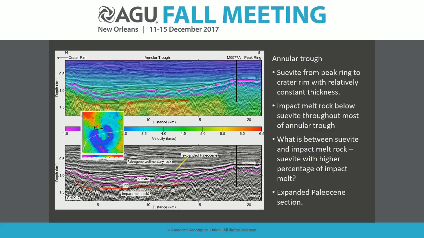Okay, so now let's look at the profile that goes through the annular trough. Here you can see the suevite is a nice, pretty much constant thickness, and you can map it even onto where we're approaching the crater rim. And here, this could be the melt sheet beneath it. We're not really sure what's in between these two, between the suevite and the melt sheet. That's something we're still thinking about. But maybe it's suevite with a higher percentage of impact melt rock. We're not really sure.